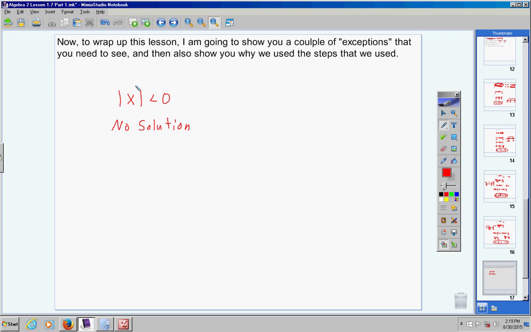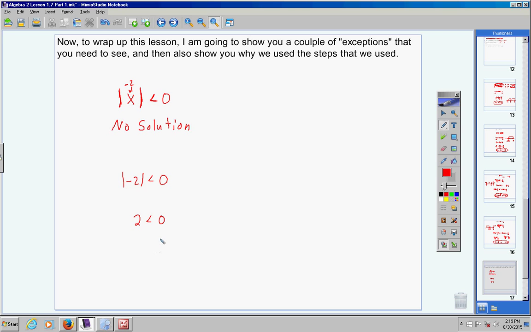So listen, guys, students, think about this. What number could you put in for x that would be less than 0? Oh, I know, Mr. Earhart, -2. Well, guys, if you put a -2 in for x, absolute value means make it positive. So if you put a -2 in for x, you would have this. The absolute value of -2 is 2. 2 is not less than 0.